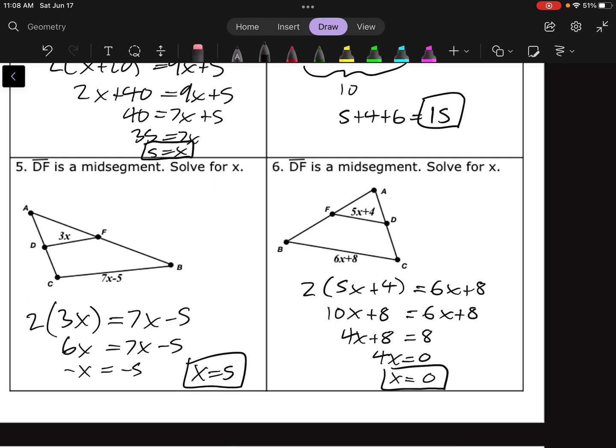But if that weirded you out, plugging 0 back in should confirm it. 5 times 0 is 0, plus 4 is 4. 6 times 0 is 0, plus 8 is 8. And 4 is half of 8, so it worked. Just weird that x is 0. But that's it for this one. Hopefully you guys are feeling good about it.